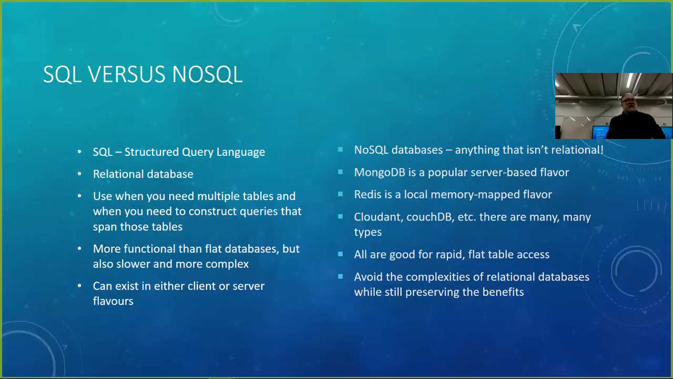CloudDB, CloudAnt, CouchDB, yeah, there's a lot of flat file databases. They're kind of the flavor of the month at this point. They're good for really rapid access. The downside of SQL databases is that doing all this relational computation takes a fair amount of processing. You really have to work at getting the access times down if you're using a relational database. Whereas if you just want to pull back 20,000 records, you're going to want to do that from a flat file and not have all the processing time of a relational DB in there.